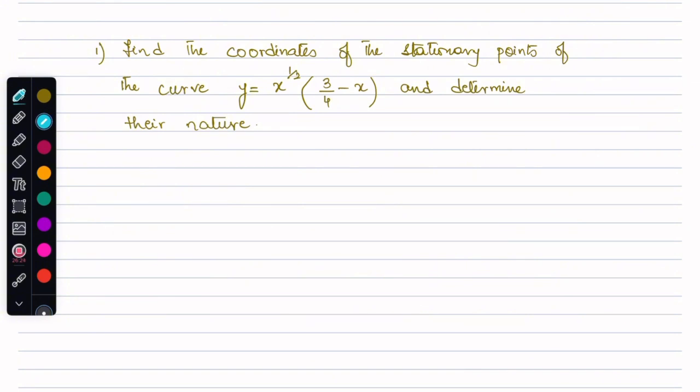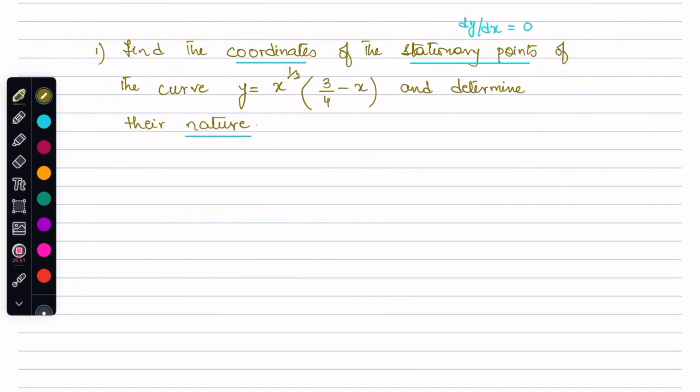Number one, we need to find the coordinates of the stationary point. And secondly, they are asking us to determine the nature also. So as soon as we come across the word stationary point, we should know that the question is asking about the point where the gradient value dy by dx shall be equal to 0.